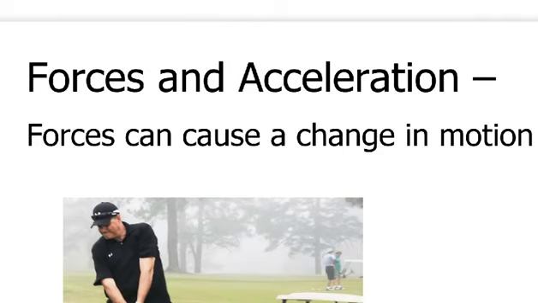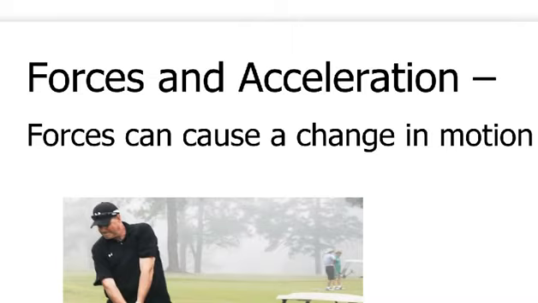Okay, so as you might remember, the definition of acceleration is that it's a change in velocity. And of course, a velocity is a measure of how fast something's position is changing. In other words, something that has a velocity has motion, right? Now, if something is accelerating, the motion is changing. So when forces cause a change in motion, acceleration is always involved.